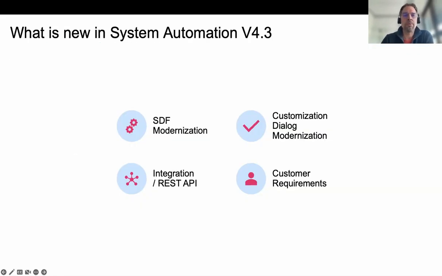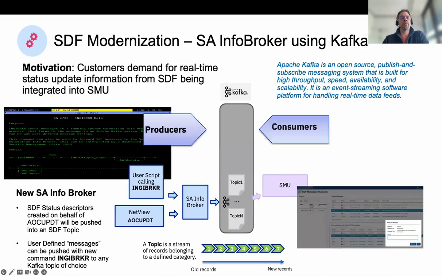So what is new in System Automation 4.3? That is the latest release in System Automation that has also been included in the Service Automation Suite. And I want to mention those four highlights: SDF modernization, customization dialog modernization, and enhancements around the integration and REST APIs. And then there were also a set of RFEs that have been delivered. Let me start with SDF modernization.